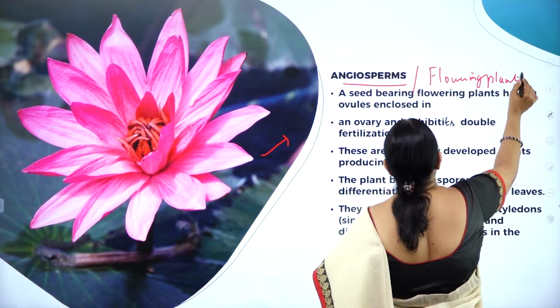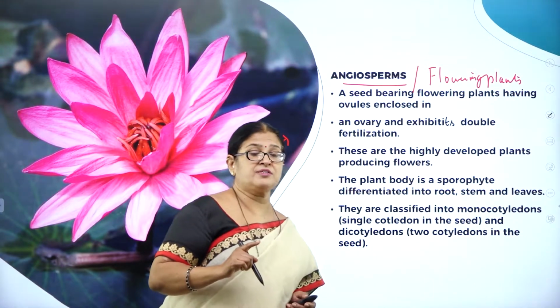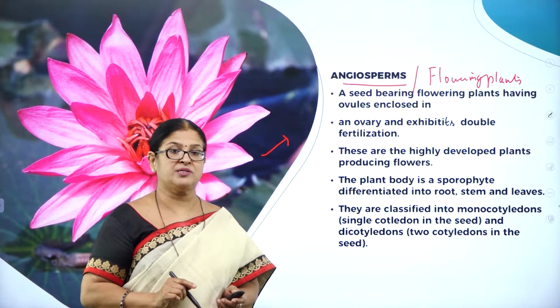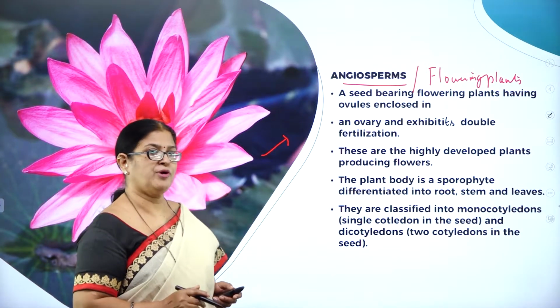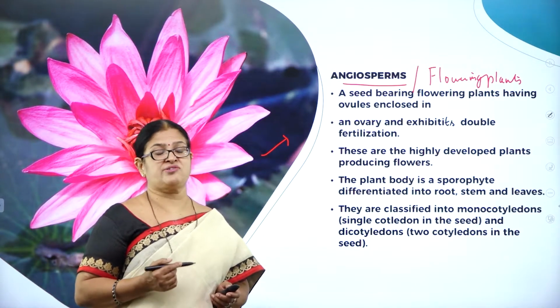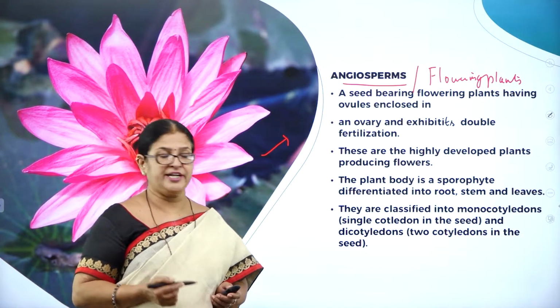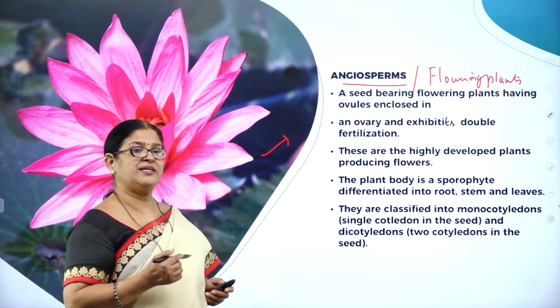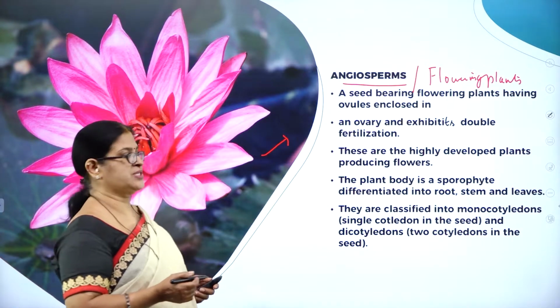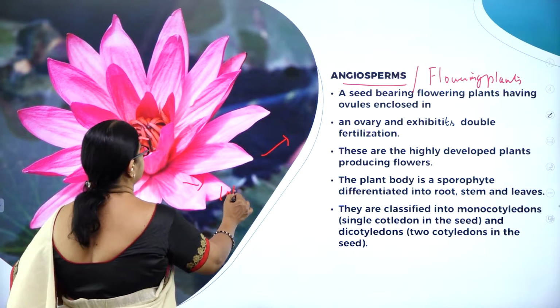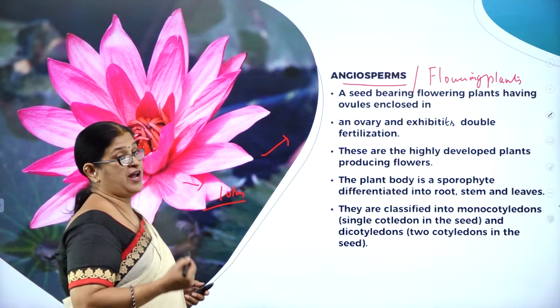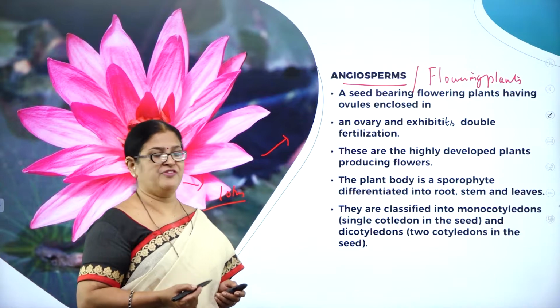As we know, flowers are the most important parts of a plant body. They are the reproductive parts of a plant body, and they are the fascinating structures of the plant kingdom. So what are angiosperms? Now let us study about these angiosperms. You can see this beautiful picture of a lotus, right? So that is the beauty of a flower.